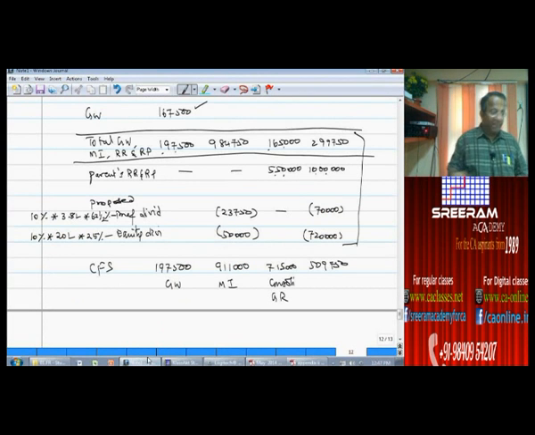Only one matter is kept pending. What is that one matter that is kept pending? Consolidated balance sheet is kept pending. I will just give you 5 minutes time. Please consolidate and find out whether your calculator is working nice or not.